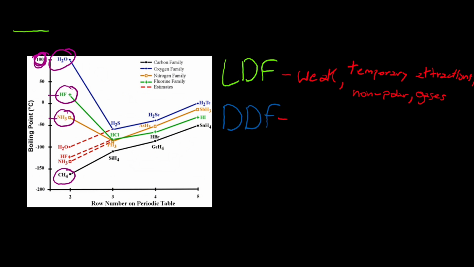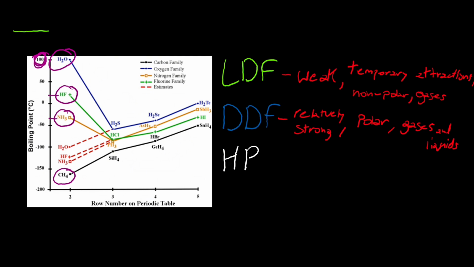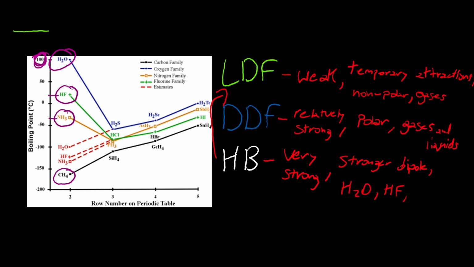Then we have dipole-dipole forces, which are pretty strong compared to the London dispersion forces, as they are the attractions between the polar ends of molecules. These are generally the forces between gases and liquids. And then third and finally, we have hydrogen bonding, which is very strong compared to London dispersion forces, and also a stronger dipole force that creates unusually strong bonds between hydrogen ends of a molecule and nitrogen, oxygen, and fluorine ends of other molecules, including water, hydrogen fluoride, and ammonia.